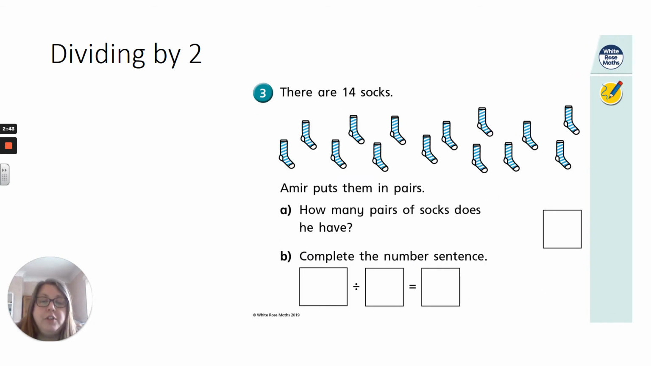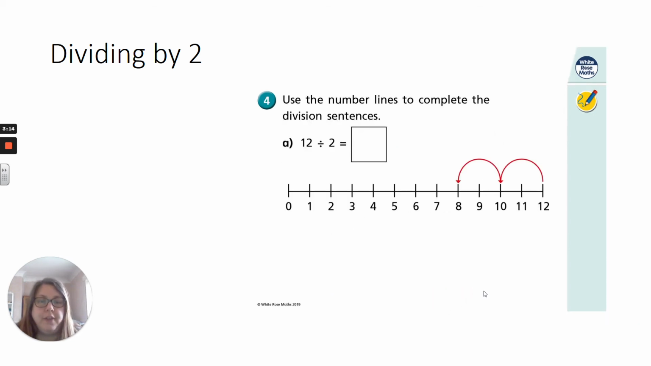If we've got 14 socks, and we're going to pair them up, how many pairs of socks do we have? Again, if you need to draw the socks or draw circles to represent the socks, pause the video and do that now. How many pairs of socks do you have? And see if you can complete the number sentence. We've got 7 pairs of socks. So we know 14 divided by 2, because they've gone into groups of 2 because they are pairs, equals 7. Again, give yourselves a tick if you did that.